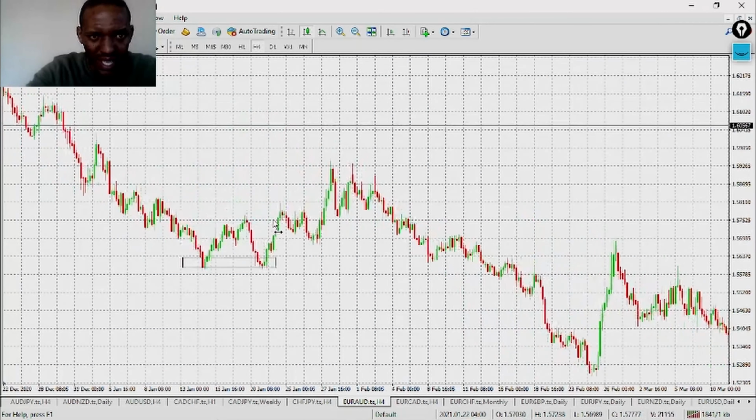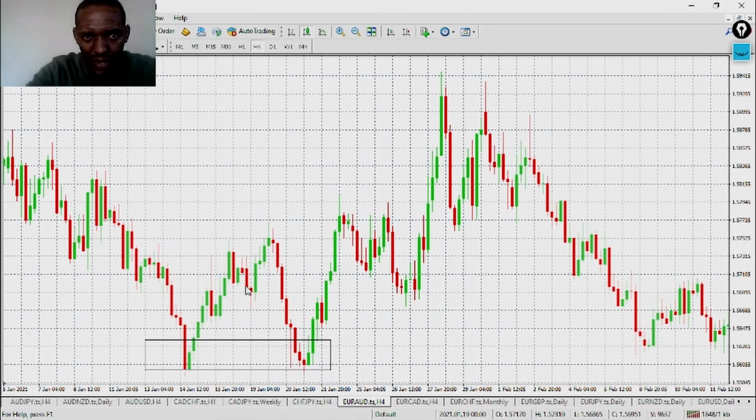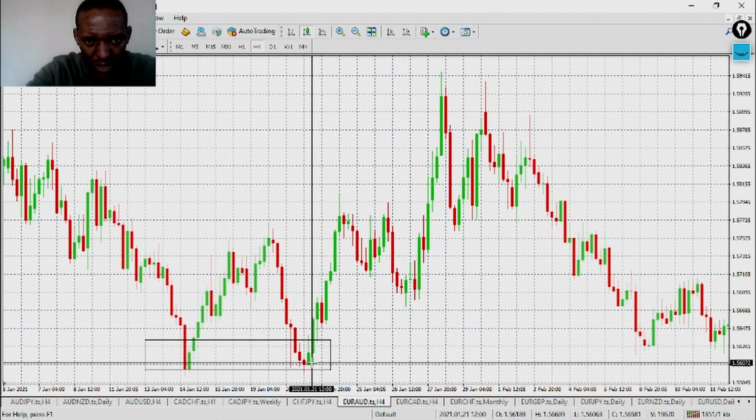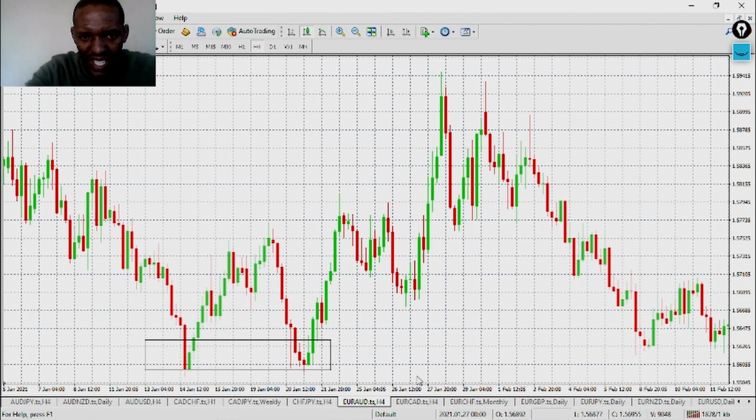This is a nice buy that you would have taken. H4, pretty good pips. How many pips is that? Let's see. Okay, you would have entered on this trade, on that candle. There we go. That's a lot of pips. From this area, that's 107 pips. Actually, 173 pips, which is a very good profit.